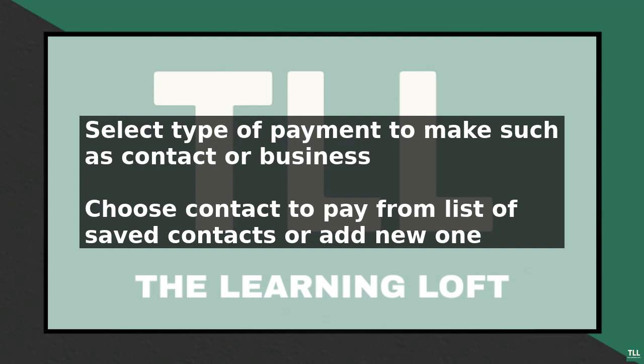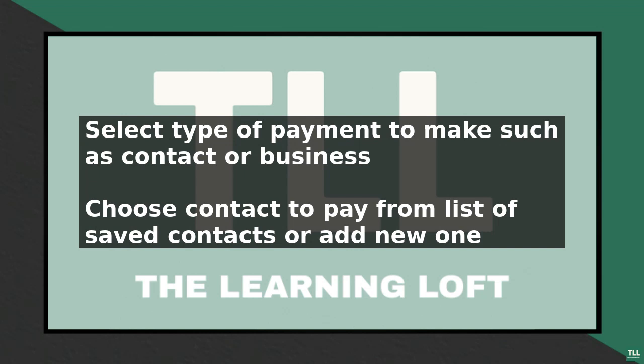Select the Pay Contact option and choose the contact you want to pay from your list of saved contacts. If the contact is not saved, you can add them by entering their phone number or email address. Revolut will then prompt you to enter the payment amount and select the currency you want to use.